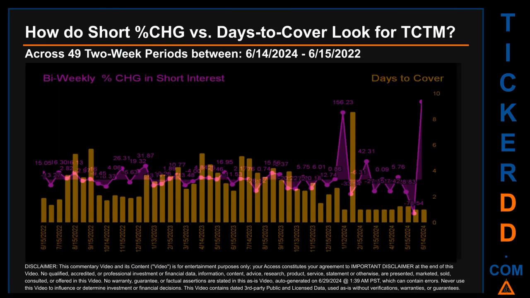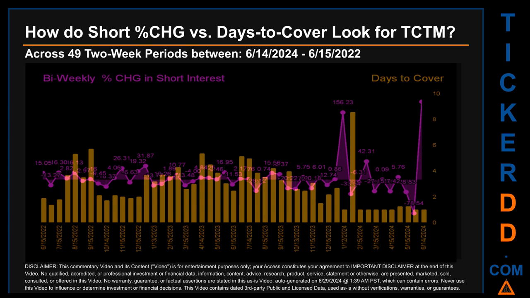Zooming out, I looked across 49 2-week snapshots, from latest found, June 14, 2024 to oldest found, June 15, 2022. In the graph, I overlaid bi-weekly percentage change in short interests against days to cover. Across these 49 2-week snapshots, the average percentage change of short interest was about 4.03%. Other interesting data points include: the largest percentage increase in short interest was 181.22%.